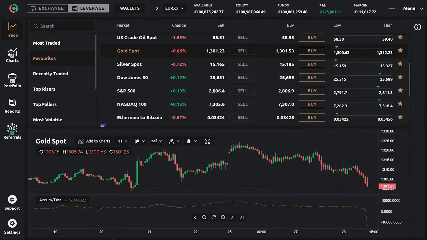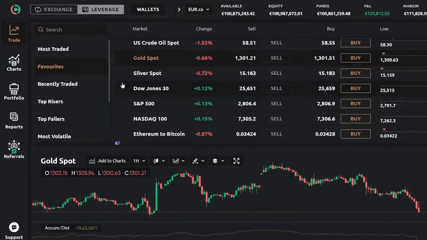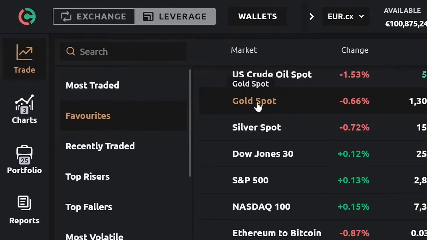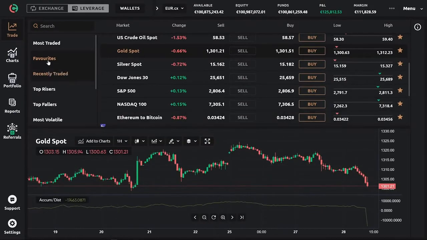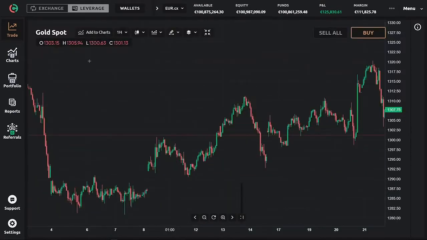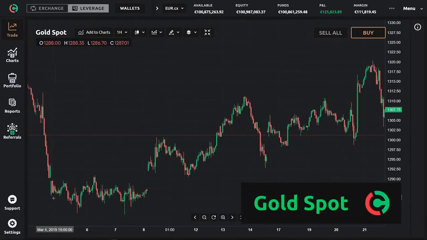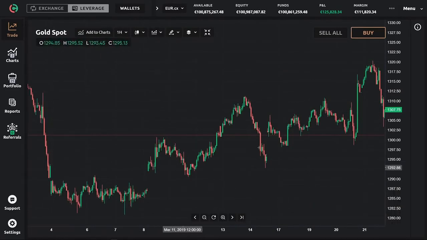So we are logged into the currency.com platform. The market I'm going to take a look at first of all is the price of gold. So I go into my favorites. I've got it saved from before. I'm going to choose gold spot. You can see the chart down here. Let's just maximize this chart to take a look at the trend. So the period I'm looking at here is from around about the beginning of March through to the 21st of March. So we're looking at 3 weeks, and each of these candlesticks represents an hour's worth of trading.